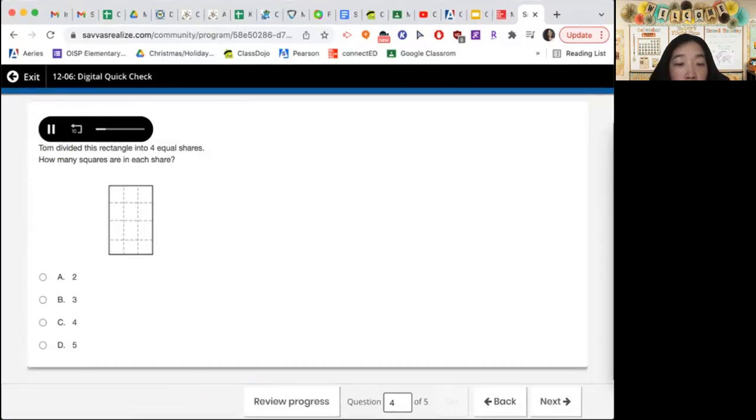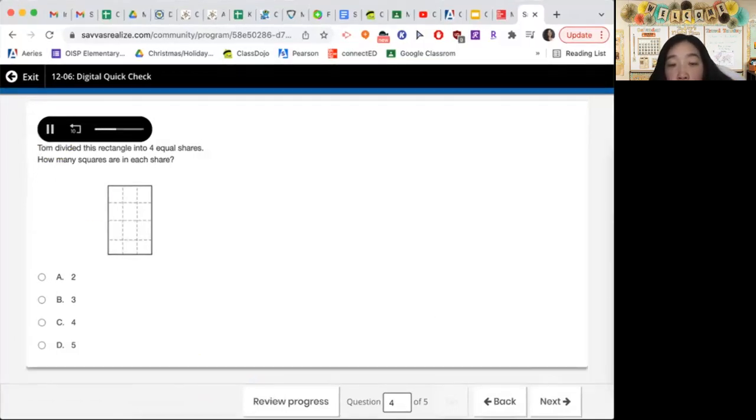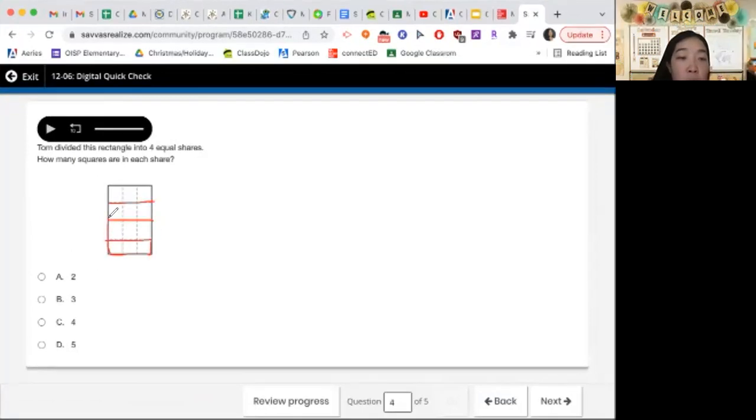Tom divided this rectangle into 4 equal shares. How many squares are in each share? Okay, so we need to split them up into fourths. Luckily, this already does it for us. We have one here, split it up, one here, and one here. So it already splits it up for us. So that's 1 part, 2 parts, 3 parts, 4 parts, okay?